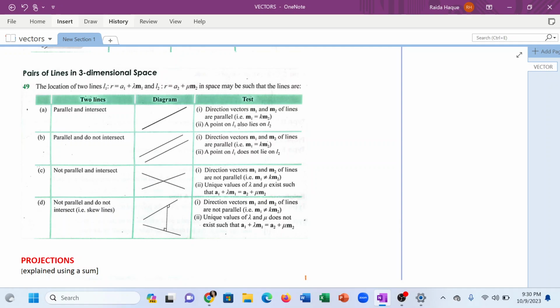So how do we test for it? We test that the direction vectors m1 and m2 of the lines are parallel. Okay, that is our very first criteria. And then any point on L1 also needs to lie on L2.